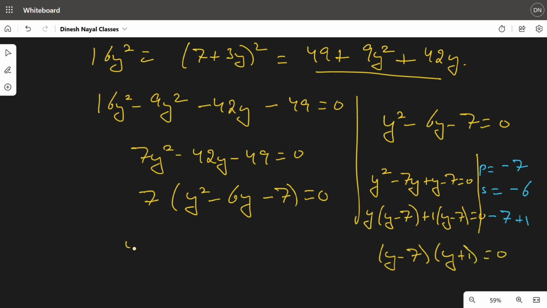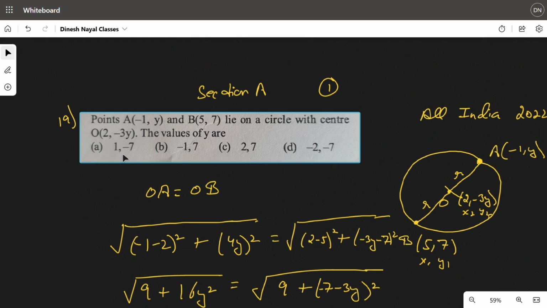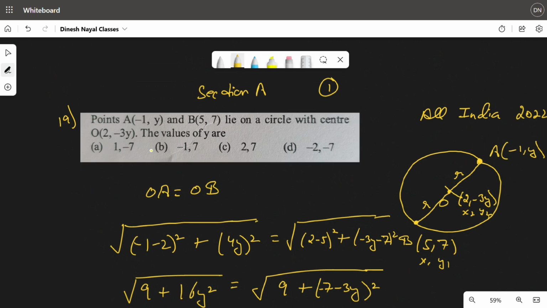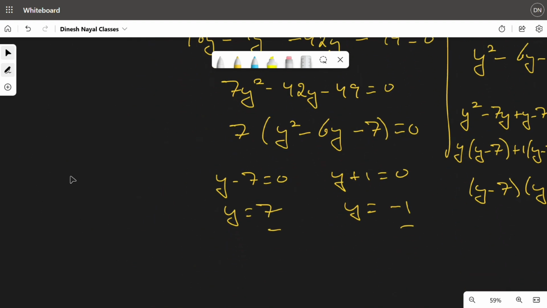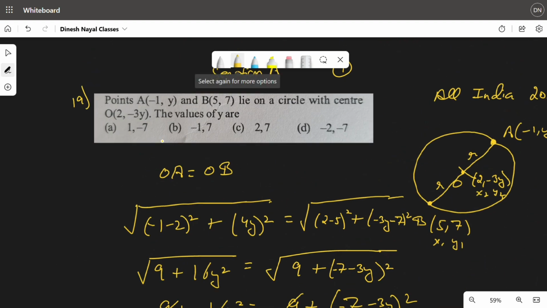So either y minus 7 equal to 0, this implies y equal to 7, or y plus 1 equal to 0, this implies y equals to minus 1. So 7 and minus 1. Let's see which option is 7 and minus 1. This is 1 and minus 7. No, minus 1 and 7. Yeah, option B is correct. See how confusing they have made it. So just be careful and see the sign, because we have minus 1 and 7. So minus 1 and 7 is actually the B part. So the B part is correct.